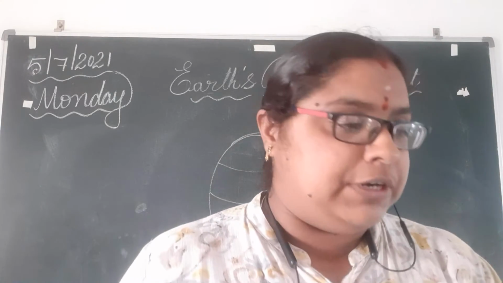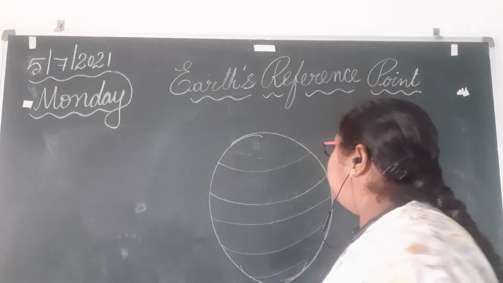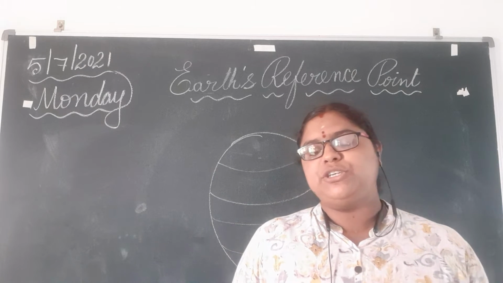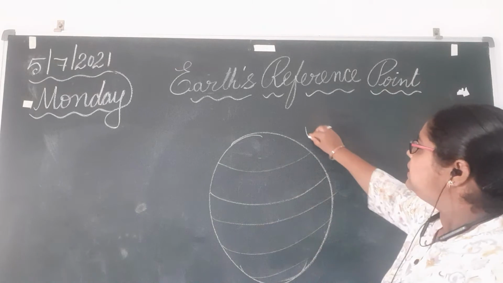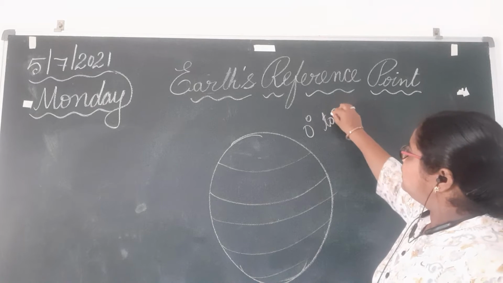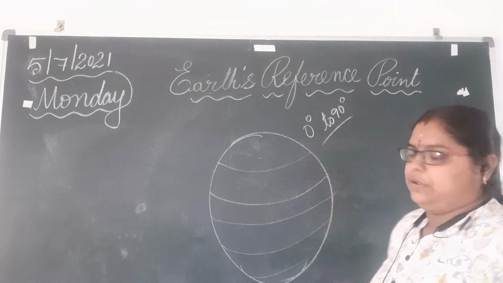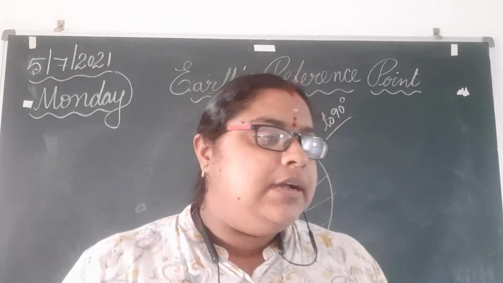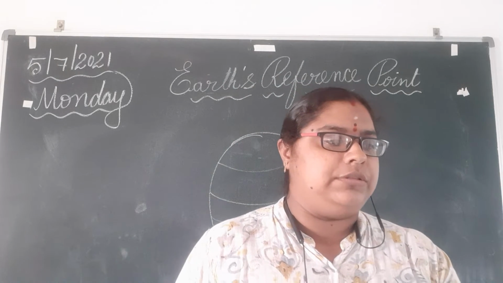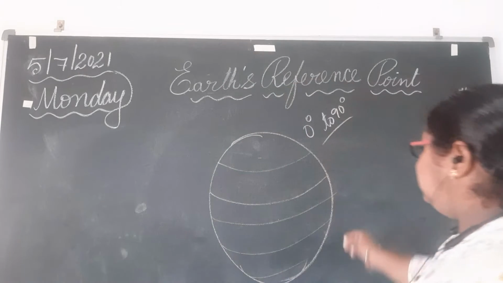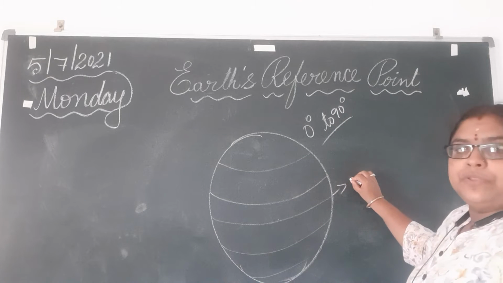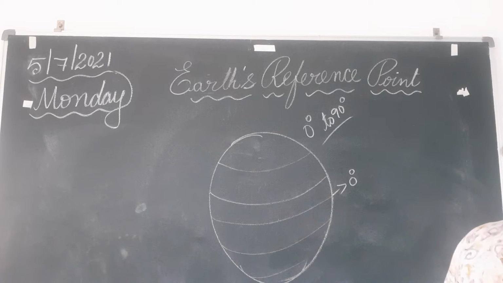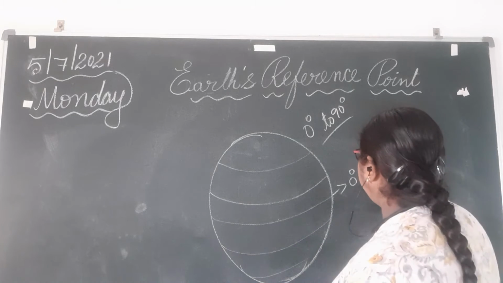Latitudes are measured from 0 degree to 90 degree. How are they measured? Can anyone answer? Very good. Latitudes are measured 0 degree to 90 degree. Next, the 0 degree latitude is called equator and it passes through the center of the earth. See, this is the 0 degree latitude. And what is the 0 degree latitude called? Equator.